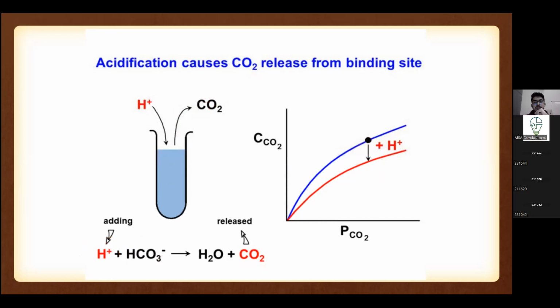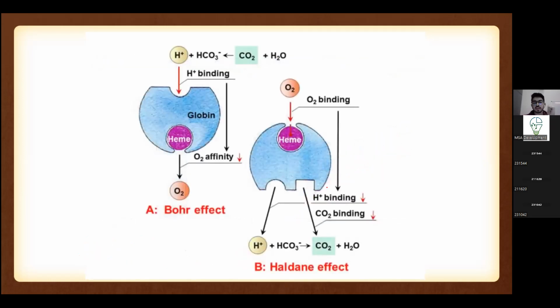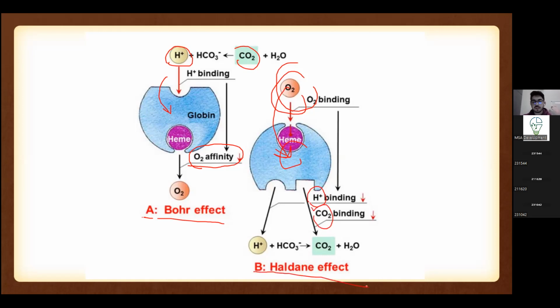The second factor that's going to affect the dissociation curve of CO2 is oxygen. Remember when we said that H plus and CO2 have an effect on hemoglobin that will cause a decrease in the O2 affinity, and that was known as the Bohr effect. Similarly, O2 has an effect on the hemoglobin. So what happens is that O2 is going to bind to the hemoglobin. When it binds to hemoglobin, it's going to decrease the hemoglobin's affinity to both H plus and CO2. And this is known as the Haldane effect.